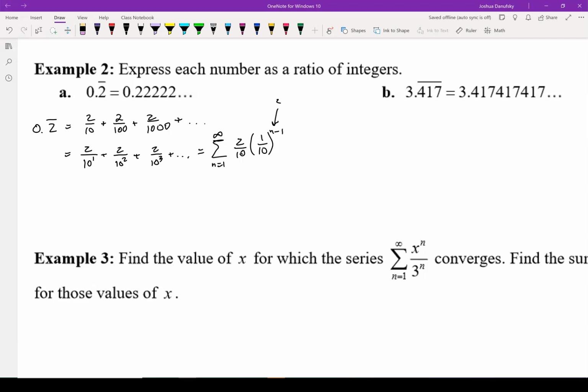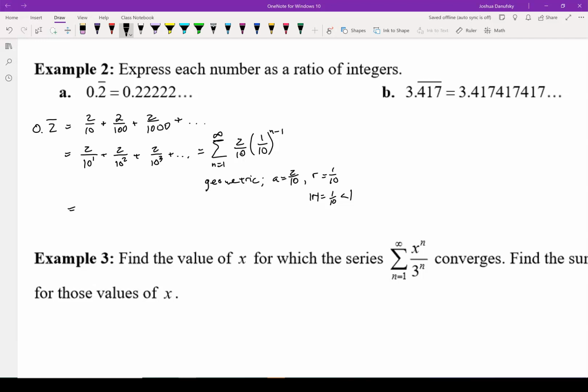And if we plug in 3, we'll get our third term, and so on and so forth. So this is geometric with a equaling 2 over 10 and r equaling 1 over 10. Notice that absolute r, which is 1/10, is less than 1, so therefore it's a convergent geometric series.